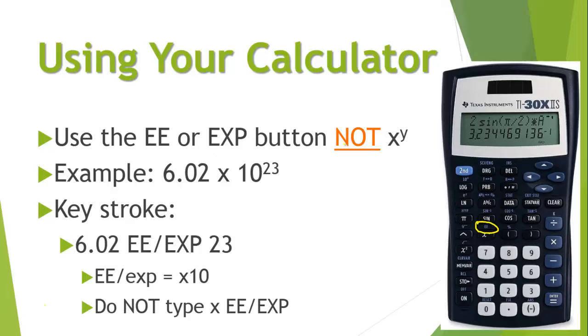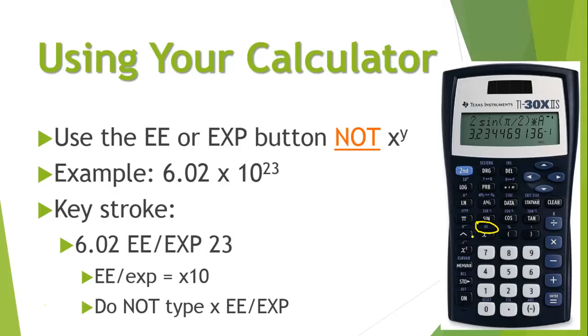Some of you may actually have a button that says EXP on it. What we want to get away from is using this X to the Y button or this X squared button or even using the caret. We want to get away from that, because when we use this EE button, it makes our math a little bit easier. We don't have to worry about order of operations as much. We don't have to worry about parentheses, because when we start using those buttons, we often are off by a couple of powers of 10.